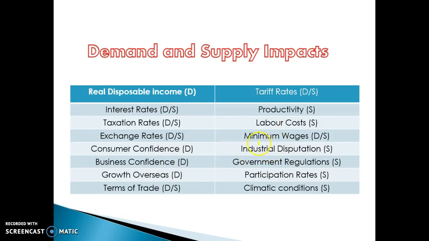So we're going to look at all of these things over the next couple of videos, but this one we're going to focus on exchange rates and then the terms of trade. This table is basically for you to work out whether things are demand and supply side factors, or just a supply side factor. And something like productivity is always a supply side factor.